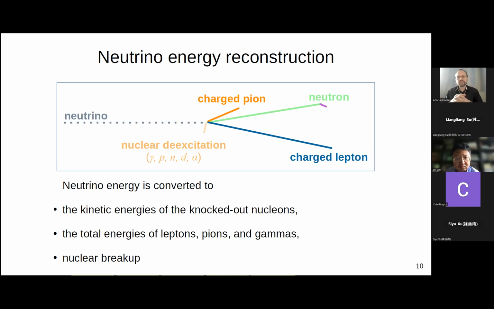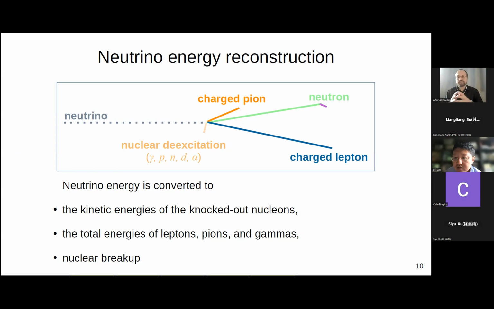In long baseline experiments, a neutrino interacting with the target, in the case of DUNE argon, typically knocks out some protons or neutrons, may produce some mesons, and obviously produces a charged lepton, which tells us what the neutrino flavor was.